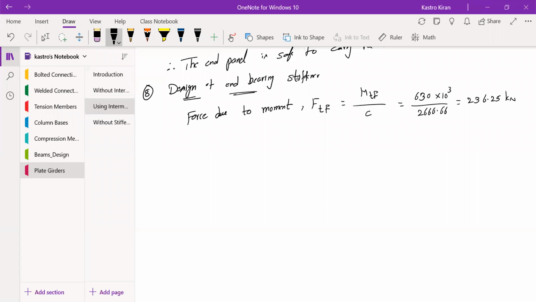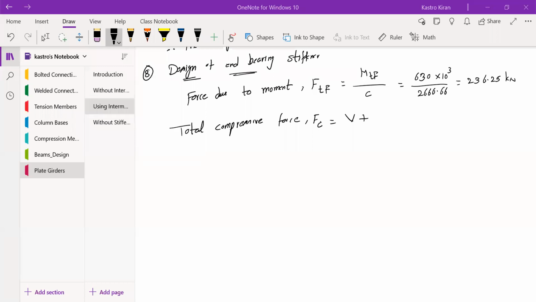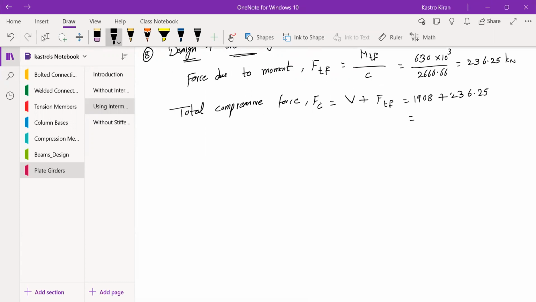Now you need to find out the total compressive force that is coming on the end bearing. Total compressive force, that is FC, equals the maximum shear, capital V value. The total compressive force is the summation of the maximum shear force plus force due to moment. The maximum shear force is 1908, which we calculated in the very first steps of the previous problem, and FTF is force due to moment, which is 236.25. If you solve this, you will get the total compressive force as 2144.25 kilonewtons.